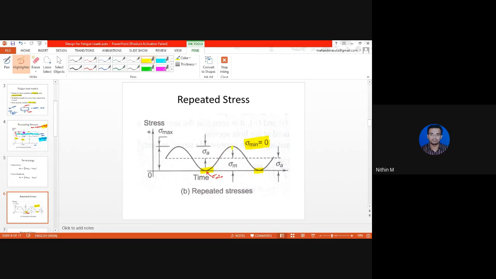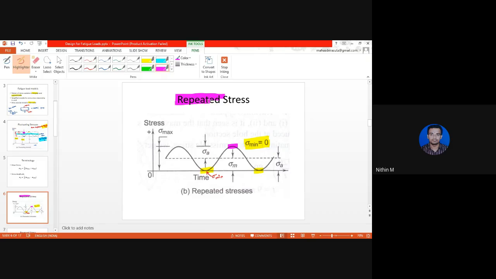It will go back to a highest value. It will go back to a peak, as I am highlighting it in pink. It will reach the maximum value and it will come back to 0. Such a type of force, or such a type of stress induced, is called as repeated stress.